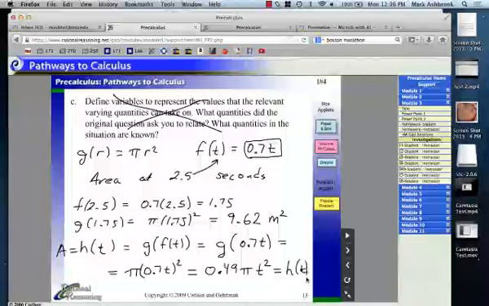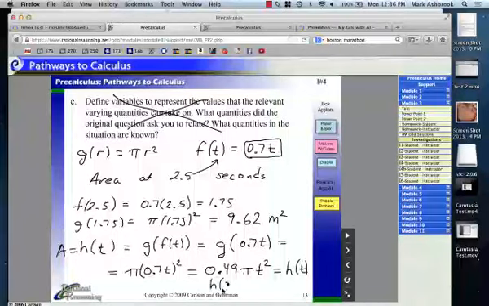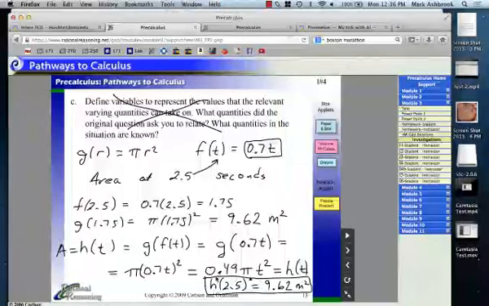So what I want you to do is find h of 2.5. H of 2.5, meaning what's the area after 2.5 seconds? Those who did it should find the exact same answer, right? 9.62 meters squared. So by taking the rule for F and making it the input of G, we can follow the algebra and get a new rule that's the one-step version of composition. It takes time and gives area instead of going through the two steps.